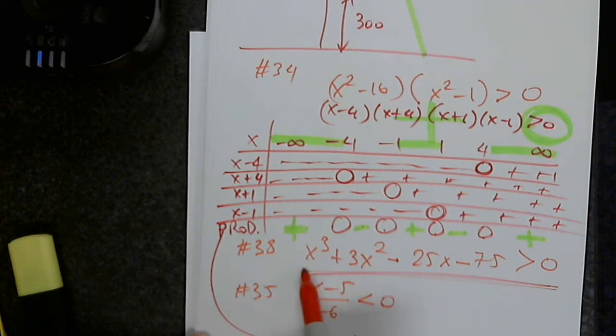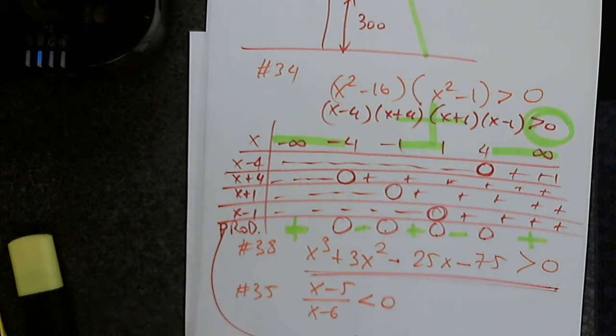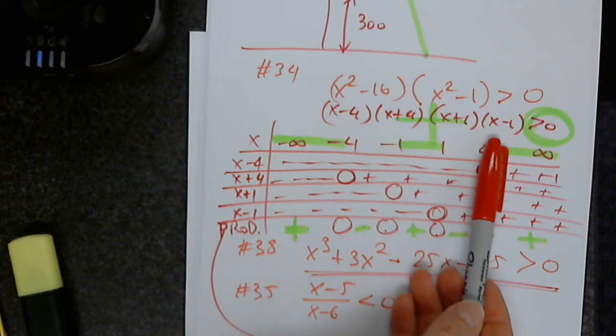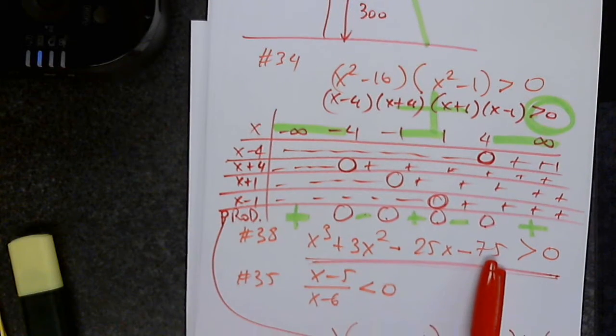What will you do first with this one? Remember the chart works only if on one side we have 0 and on the other side what? A product or a ratio. Excellent. So you have to do that. So I have to factor it. X cubed plus 3x squared minus 25x minus 75 is not a product. This was a product, but this one is not.